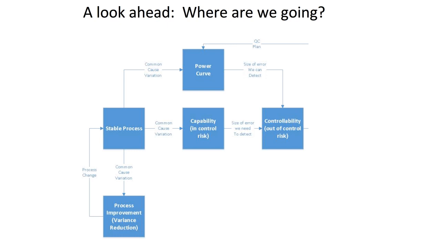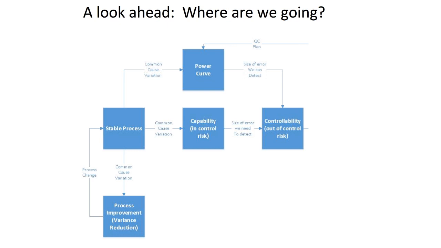Obviously, big errors are easier to detect than small errors, and a capable process only requires you to detect big errors. Designing a QC program is about selecting a plan that can detect the errors you need to detect at reasonable cost. Note that control is easy when the process is capable, and a process is capable when the variation is low. We can select a less costly QC plan when the process is capable. Therefore, we want variation to be low.